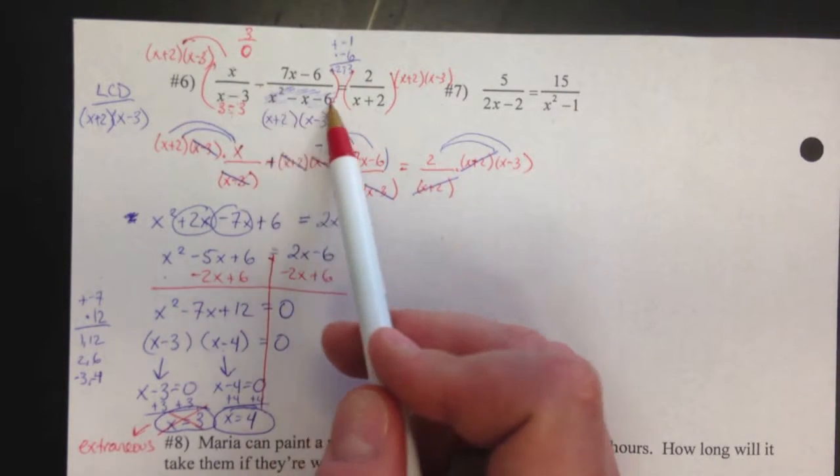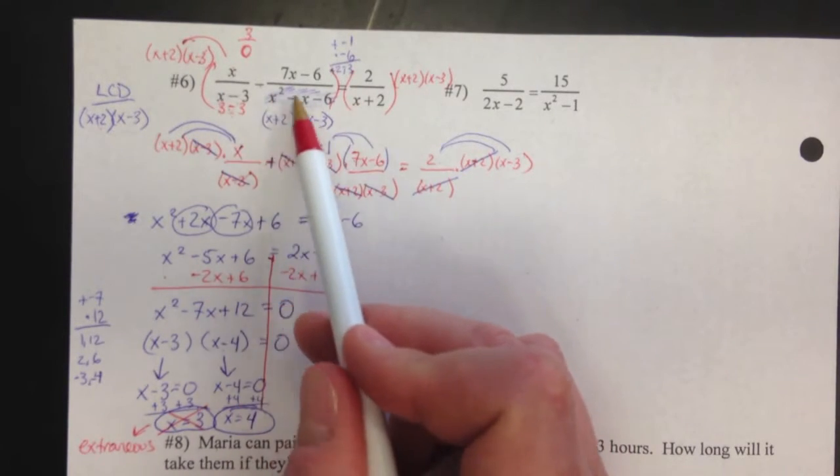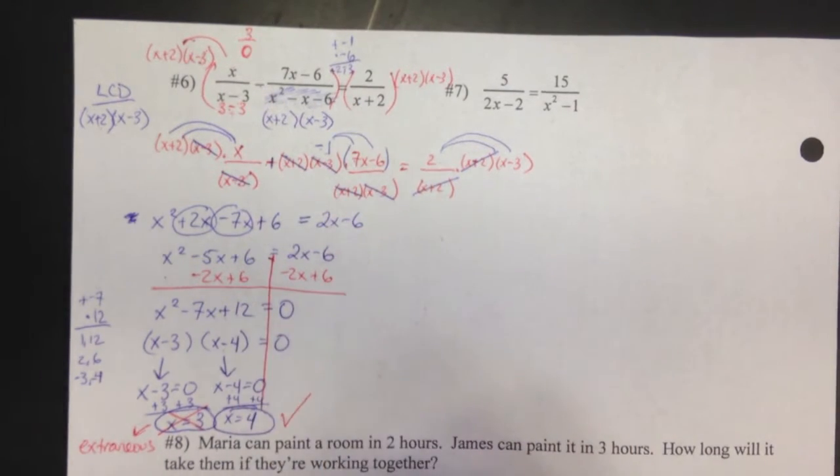As long as you don't get a 0 in the bottom, you can never divide by 0. In this case, the 4 is going to work. So if you want to check that, you can. So even though we got two solutions, only one of them is an answer. Okay, so that's it right there.